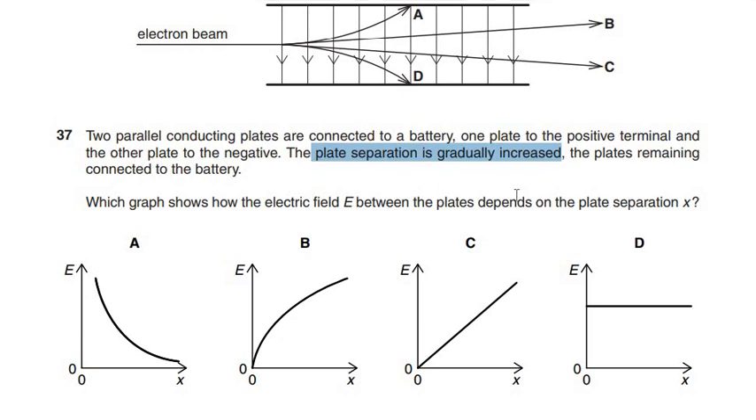If the separation is increased, your answer will always be A, because field strength E is equal to V by D. V is the potential difference and D is the distance between the plates. So if that increases, field strength will decrease. Answer is A.